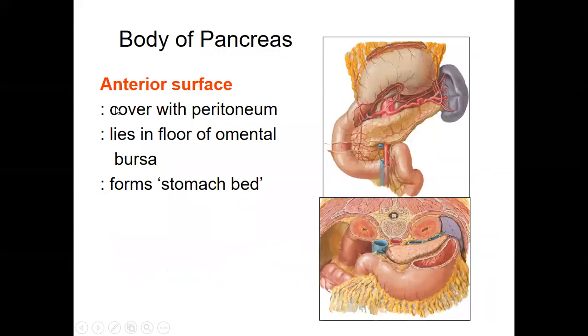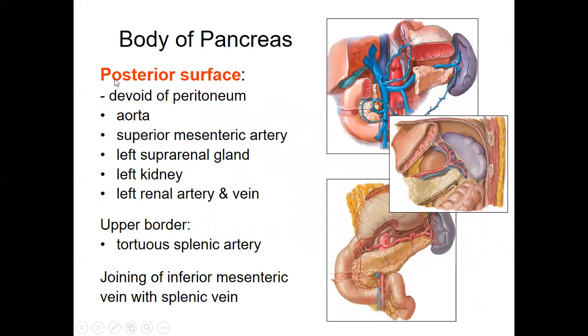For the body of the pancreas, the anterior surface is covered with the peritoneum. That's why I told you in the early part of my presentation that the pancreas is actually retroperitoneal, because it's only partially covered by the peritoneum, only the anterior surface. The anterior surface lies in the floor of the omental bursa, and the body of the pancreas forms the stomach bed. The posterior surface of the body of the pancreas is not covered by the peritoneum.